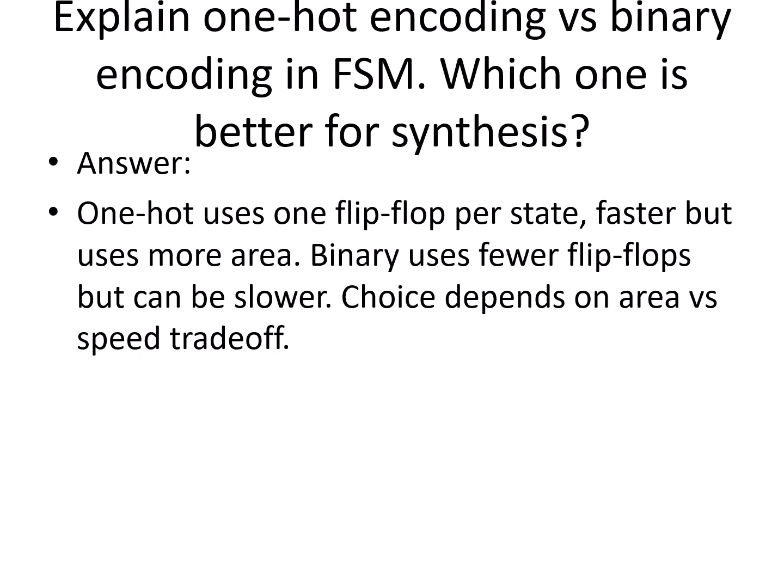Now, explain one hot encoding versus binary encoding in FSM. Which one is better? One hot uses one flip-flop per state, faster but uses more area. Binary uses fewer flip-flops, smaller but slower. So it depends on the area versus performance trade-off.